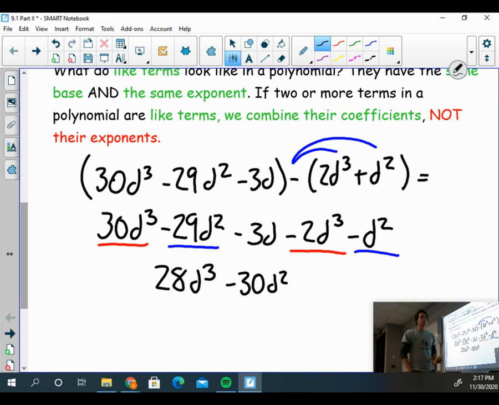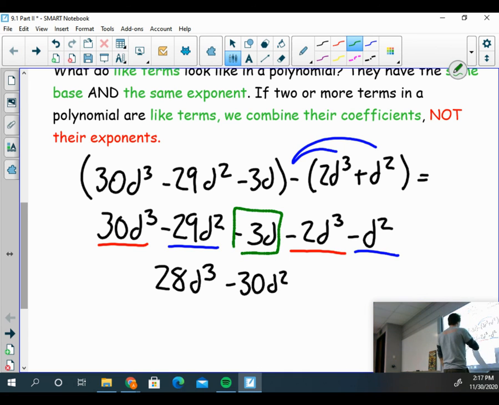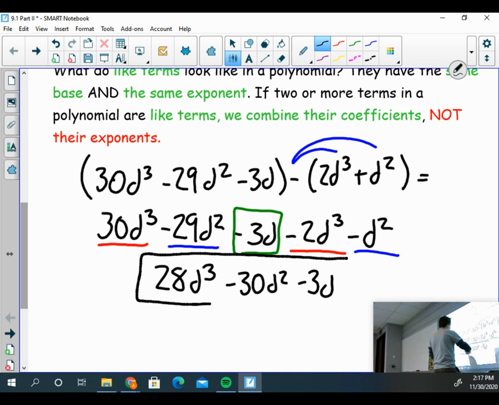Again, if you struggle with subtracting negatives, let me know. I can help you out, or double check your work with a calculator. And the only guy left is negative 3d. Nothing matches negative 3d, so they just come on down. We are left with 28d cubed minus 30d squared minus 3d.